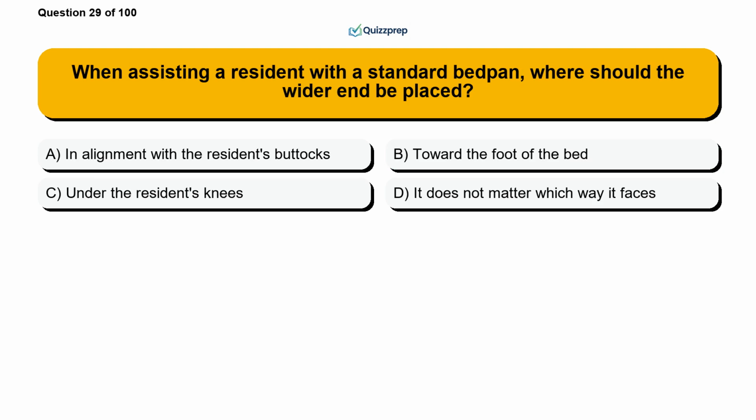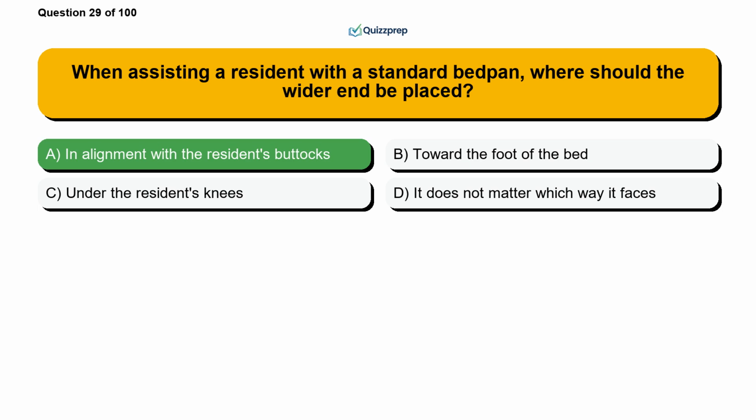Question 29. When assisting a resident with a standard bedpan, where should the wider end be placed? Option A, in alignment with the resident's buttocks. Option B, toward the foot of the bed. Option C, under the resident's knees. Option D, it does not matter which way it faces.